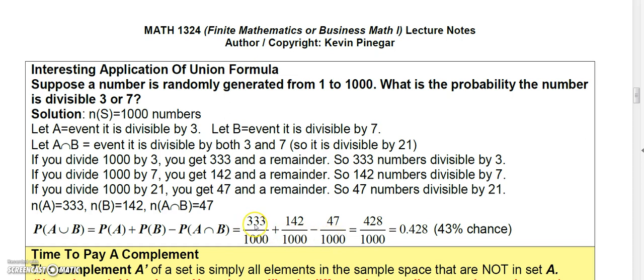And then if you add these 3 numbers together, well, actually you add and then subtract this one, you get 428 out of 1,000, or 0.428. In the next video, we'll talk about how to find the probability of a complement.